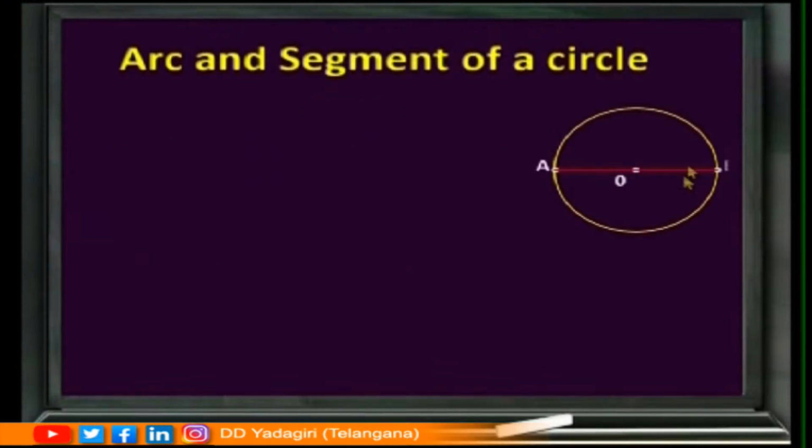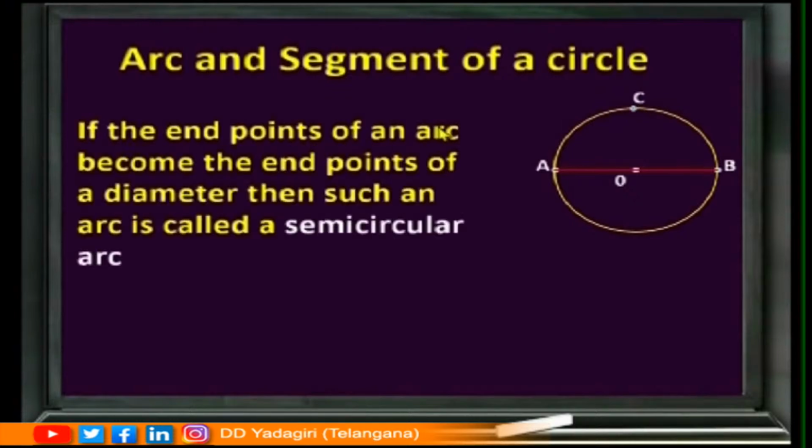Now let us see, this is a circle and AB is a diameter. A and B are endpoints of the diameter, and C is a point. If the endpoints of an arc become the endpoints of a diameter, then such an arc is called a semicircular arc. So what is a semicircular arc?